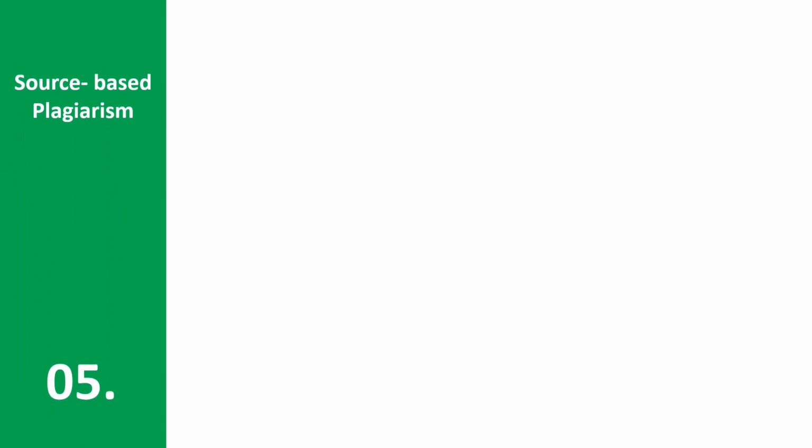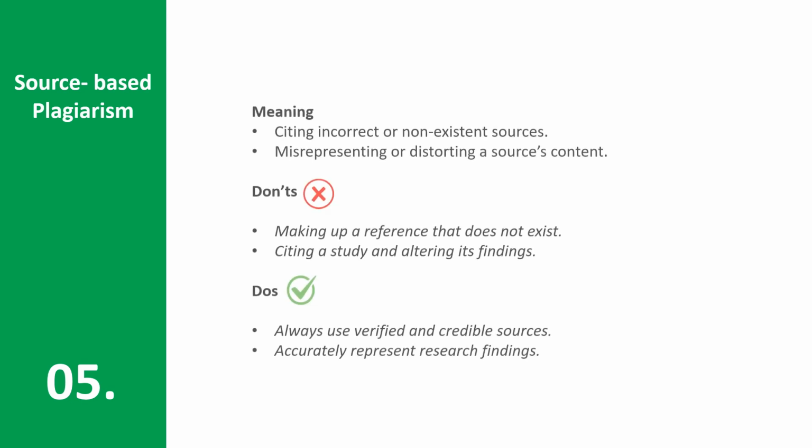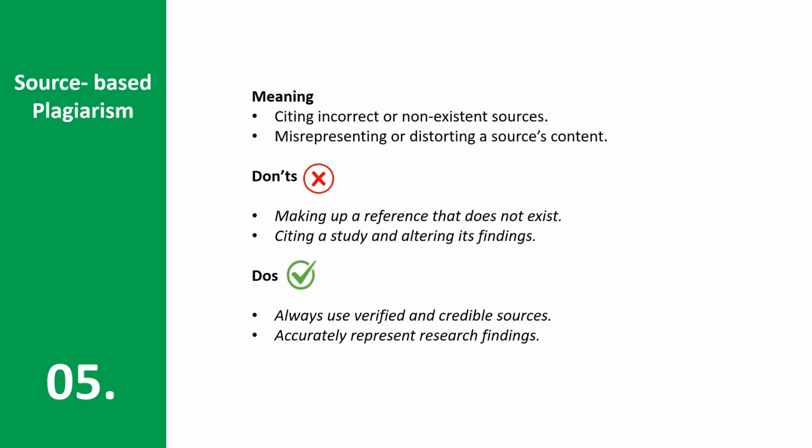Let's move on to the last type of plagiarism: source-based plagiarism. Source-based plagiarism means citing incorrect or non-existent sources. It can also mean misrepresenting or distorting a source's content. Making up a reference that doesn't exist, or altering research findings would count as source-based plagiarism. The correct way to do this would be by always verifying sources and accurately representing your research findings.